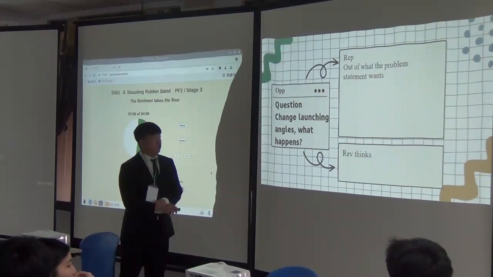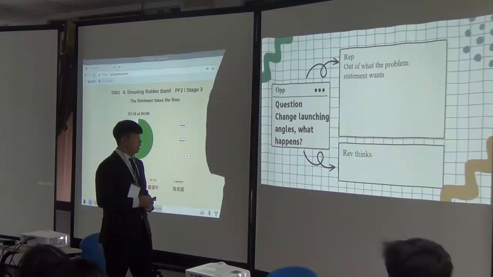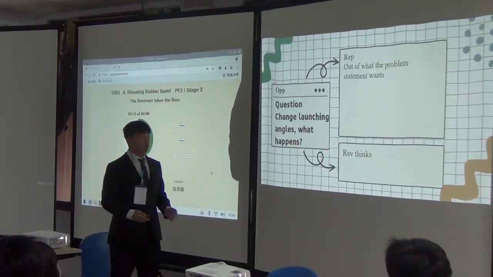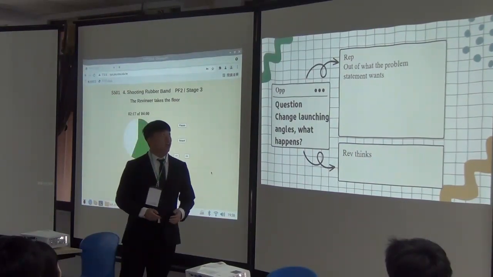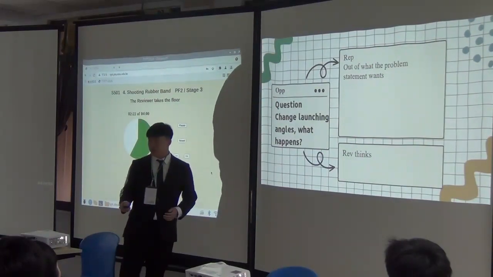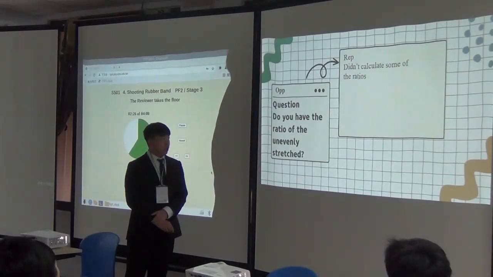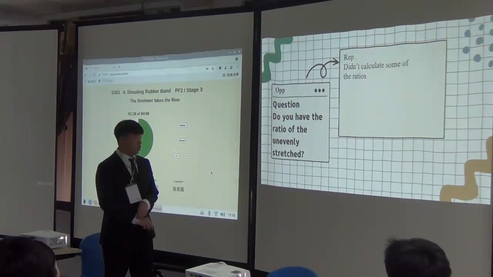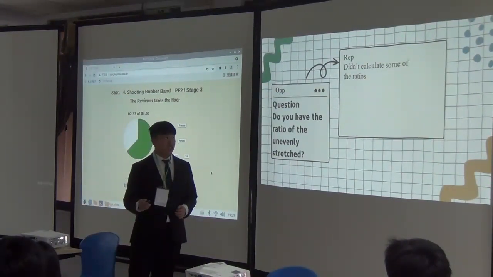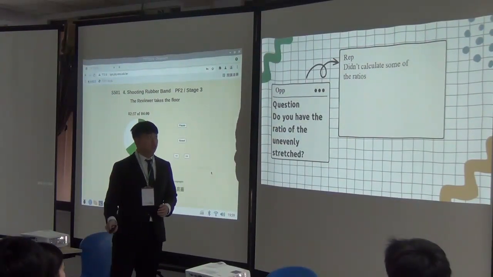Okay. The opponent also asked about changing the launching angles, what will happen and what will be the difference in the phenomenon, and the reporter says that this is outside of what the problem statement wants to investigate. The opponent also asked whether they have the ratio of the unevenly stretched rubber bands, and the reporter had some of the ratios, but he also mentioned that he didn't calculate other ratios.